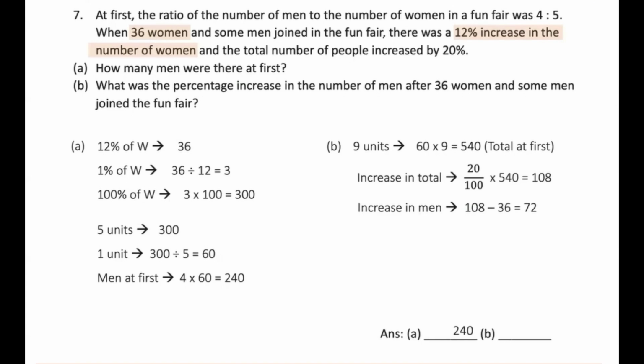Then we need to find the percentage increase. So 72 is the increase in the number of men. The percentage increase in the number of men is the number of men that has increased over the original number of men, which we found out is 240. And this fraction multiplied by 100%, you get the answer 30%. This is the percentage increase of men. Any questions? It's a very long solution. It's long because I try to explain a lot. But when you actually do it, it's not that long.